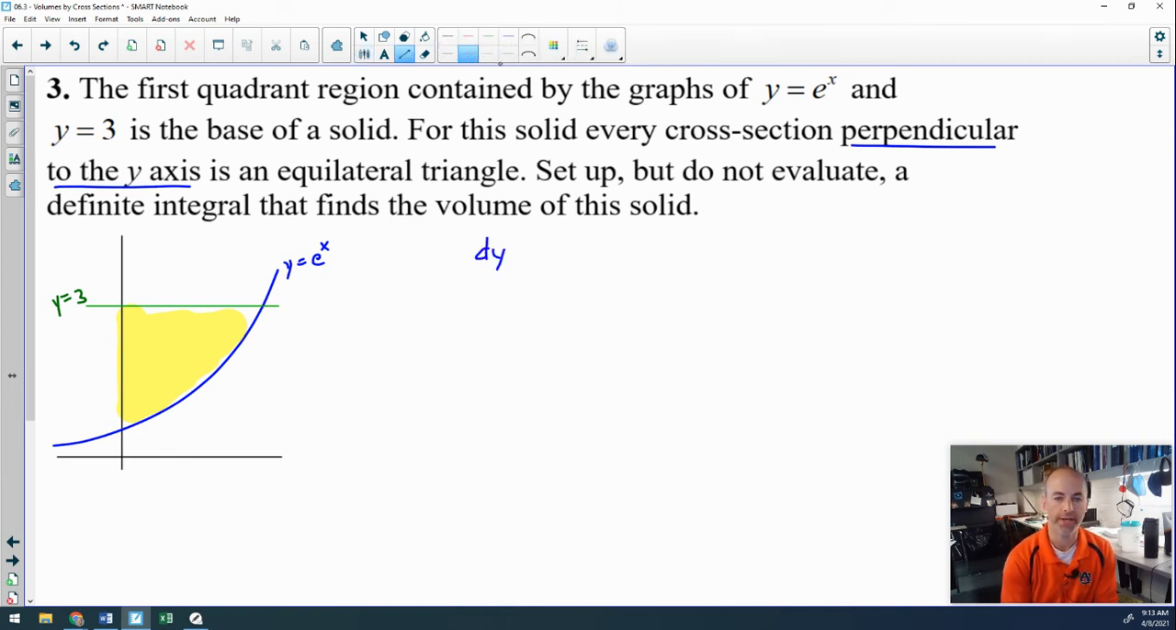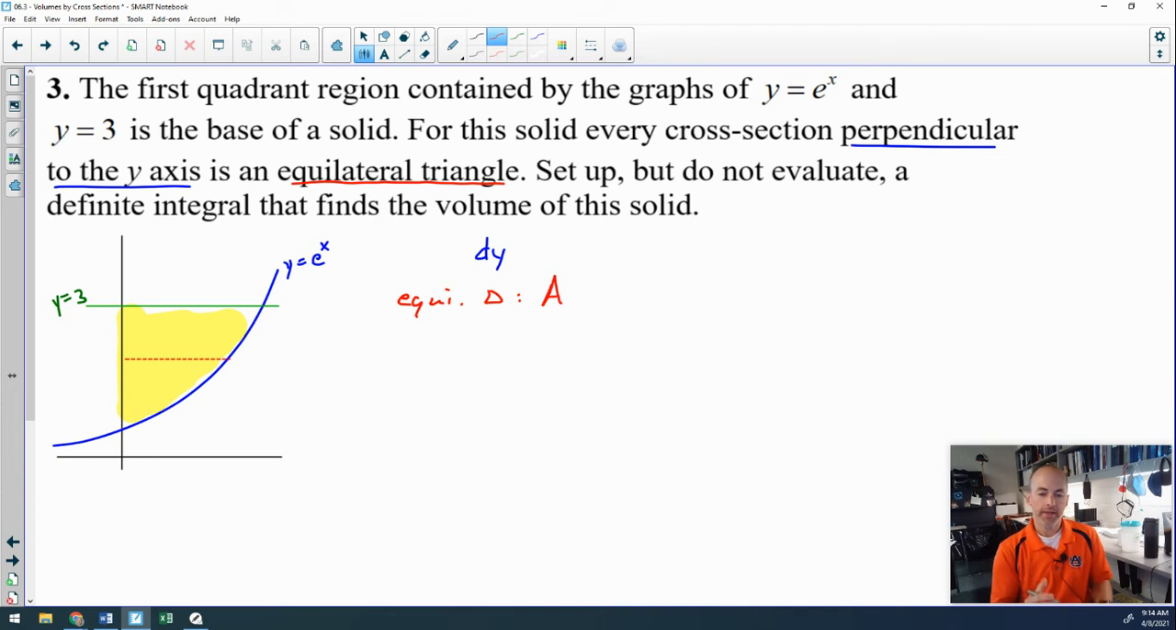If you want to, you can go ahead and draw a representative cross-section right there. Draw something perpendicular to the y-axis. And here's the shape, an equilateral triangle. Now, this is one you may not be able to spit out the area of yet. The area of an equilateral triangle, you can go one-half base times height, but getting the height is very tricky.